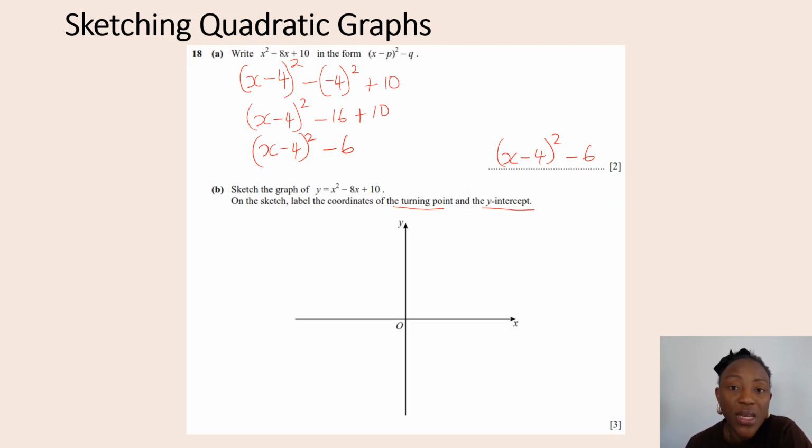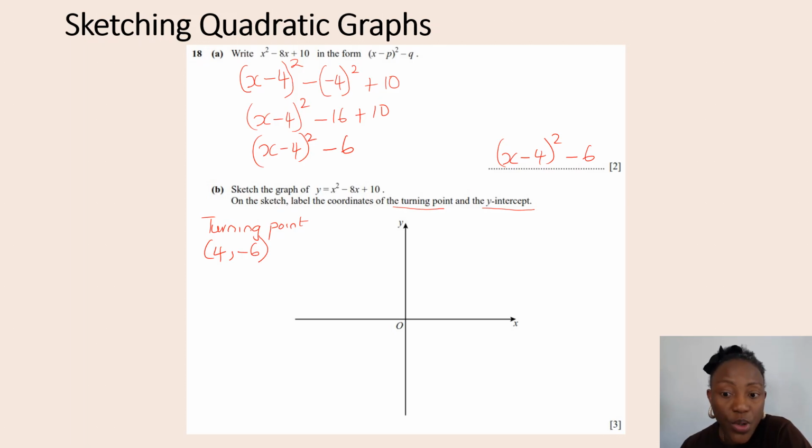You're already looking at the coordinates of your turning point after you've completed the square. The turning point is going to be the negative of this value beside the x. So this is minus 4. The negative of minus 4 is 4. And the y coordinate is just going to be this term hanging out here. So the y coordinate is minus 6.